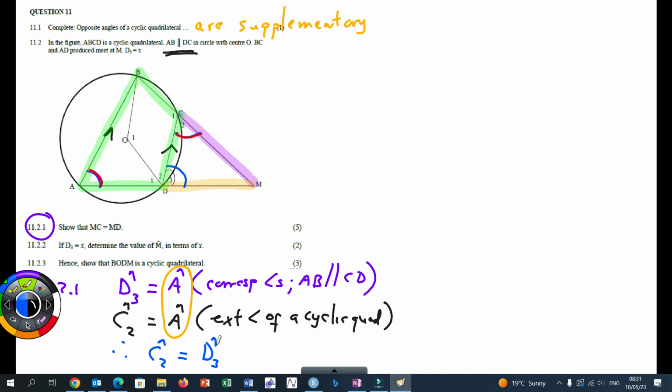Okay? Once you prove that these two angles are equal, you are done with the question. So we now carry on here and then say, therefore, MC is equal to MD. And you have to give a reason now. The reason is sides opposite equal angles. It's not angles opposite equal sides.